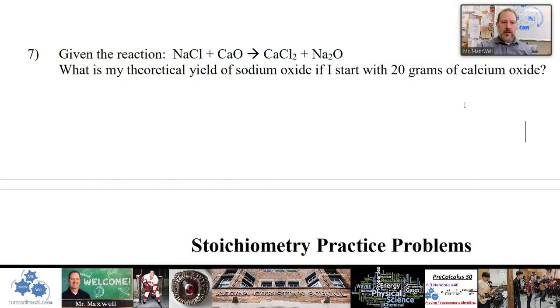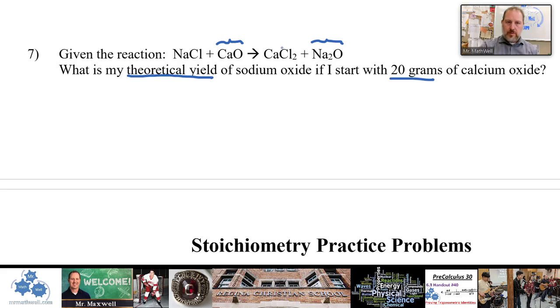All right, so here's a stoichiometry question we're going to go over. It says this: Given the reaction NaCl plus CaO produces CaCl2 plus Na2O, what is my theoretical yield of sodium oxide? So this is the sodium oxide right here, if I start with 20 grams of calcium oxide, and here's calcium oxide.